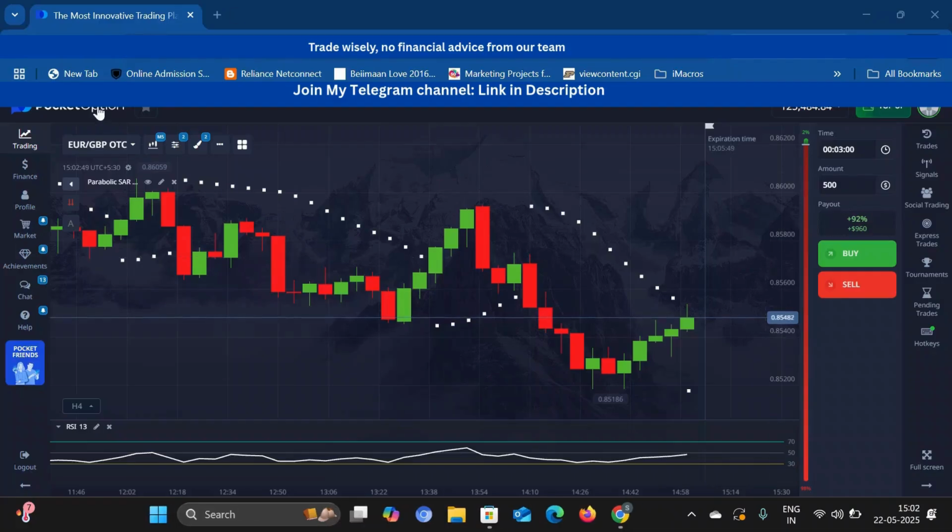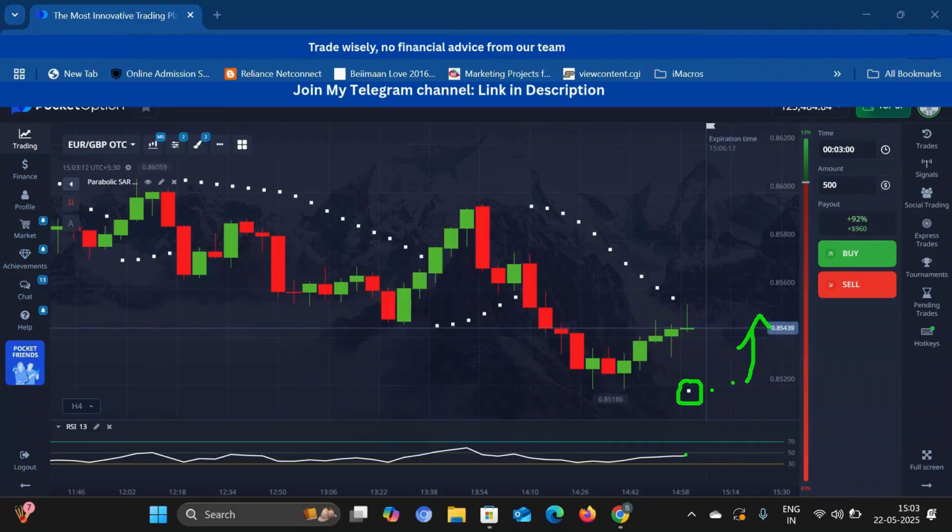So here is the chart of SUCHR GBP OTC. And if you look here, you'll see that the trend is most definitely ongoing, as you can clearly observe. Right now, we should wait for at least 2 to 3 dots. Only then can we confirm that a solid bullish trend has started here.